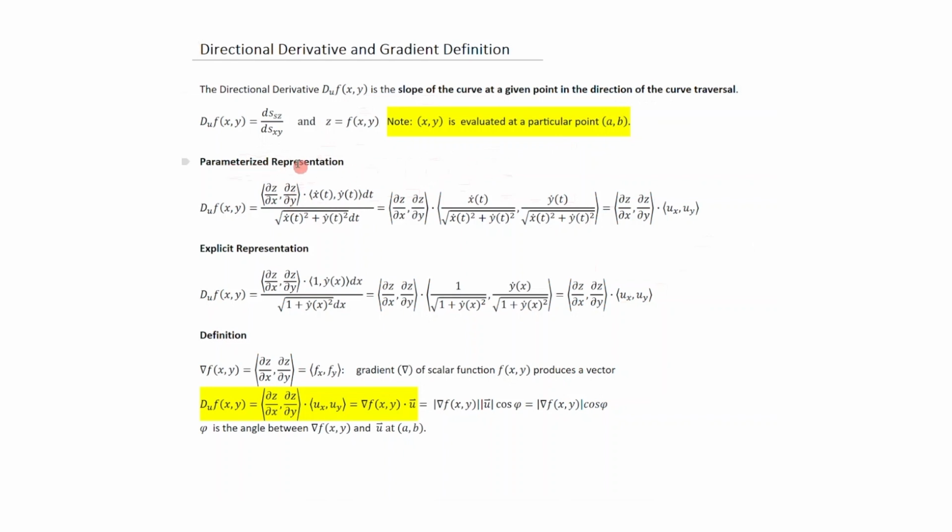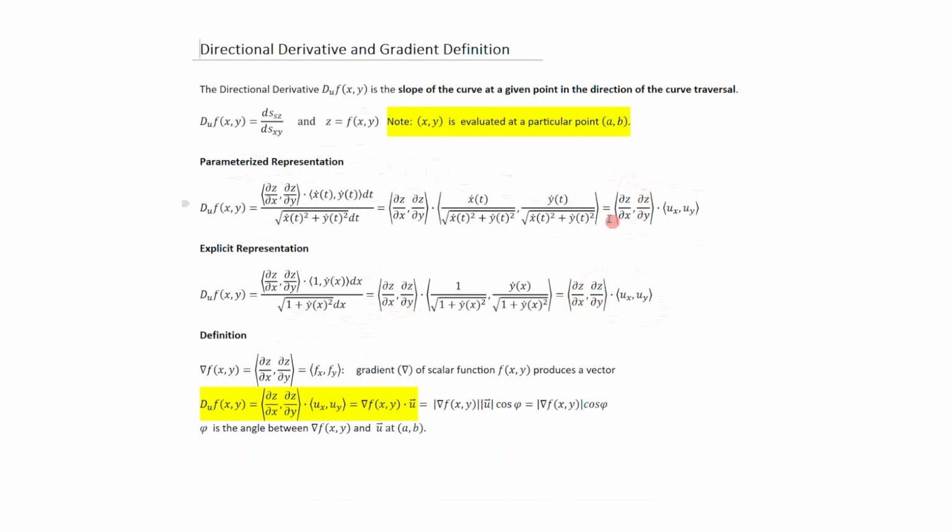One is the parameterized representation of the contour, or the direction in which we're traveling, and the other is an explicit representation. In the parameterized representation, we represent x and y in terms of a parameterization variable t, but in the explicit representation, we would represent y in terms of x. And so effectively, we end up with slightly different expressions, but if you go through to the end, you find you get the same expressions no matter which approach you take.